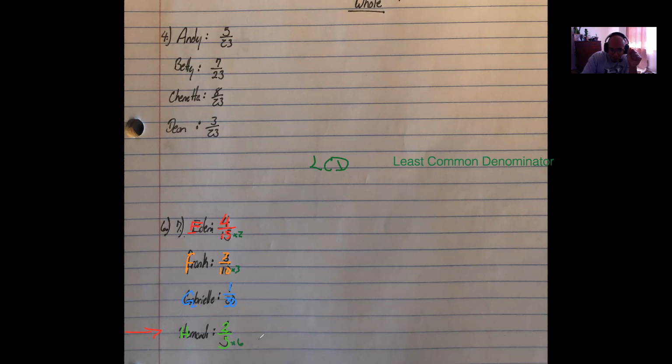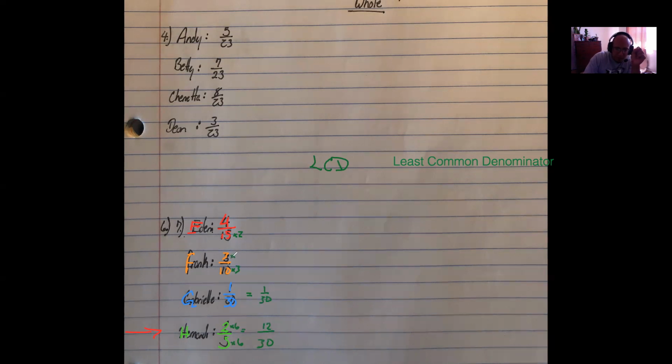So 5 times 6 is going to be 30, but whatever I multiply a denominator by, I must also multiply the numerator by. I must increase the numerator by the same factor. So if I'm increasing the denominator by 6, I need to increase the numerator, the top number, by 6. So 2 times 6 is going to be 12. So it's going to be 12 out of 30. Okay. Gabrielle is 1 out of 30, so we're just going to leave it like that, 1/30. It already has the denominator.